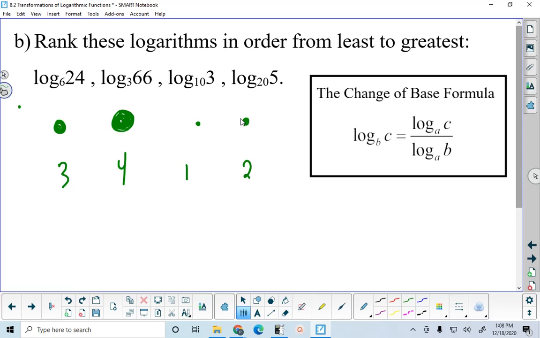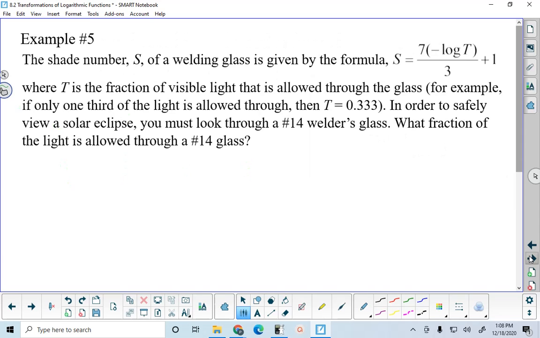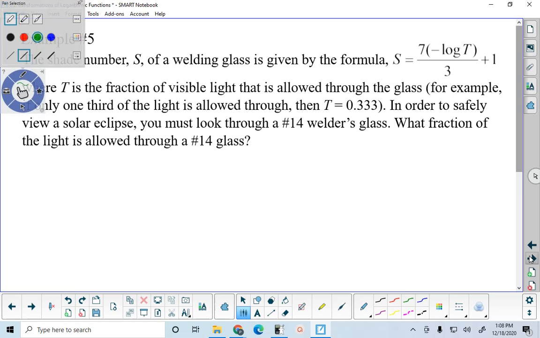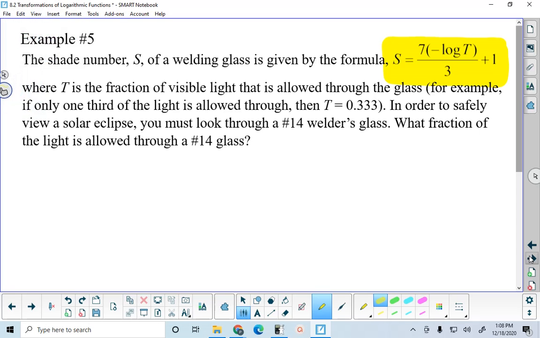All right, we have a couple of applications now. Usually in Math 30-1, what you are given in terms of logarithmic applications is a formula containing a logarithm and asked to apply it. So I don't know if anybody has welded before. A lot of the newer welding helmets have an electronic welding shade that only allows a certain amount of light through based on polarization of light.